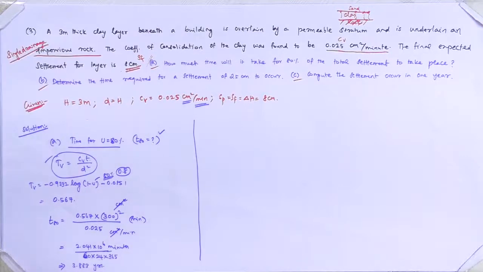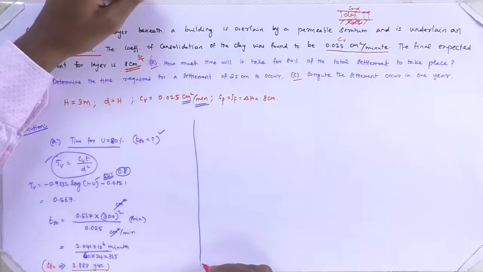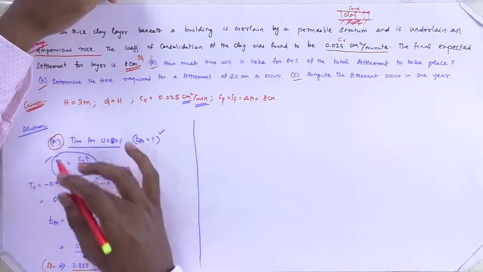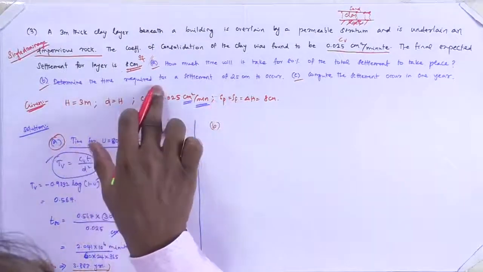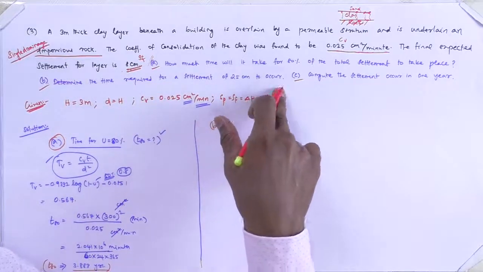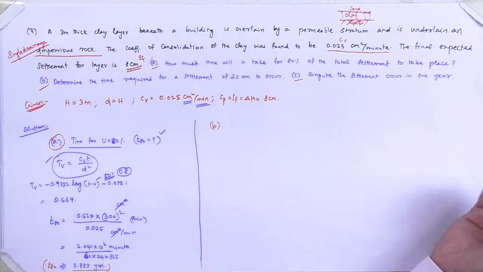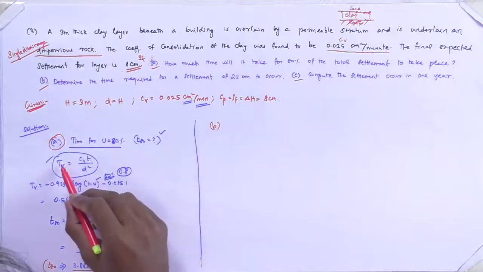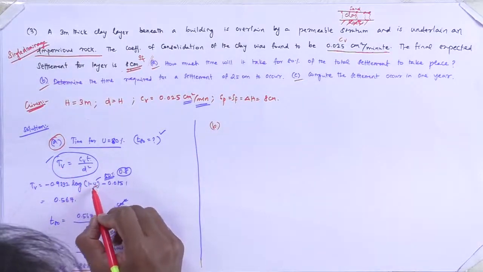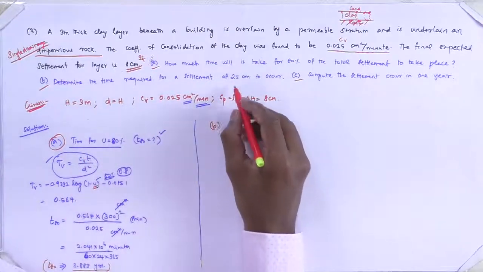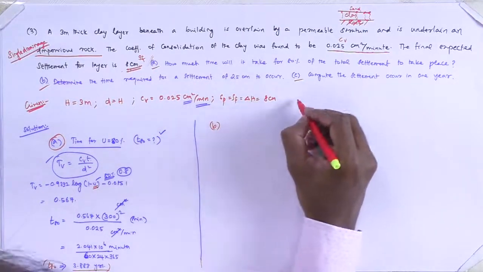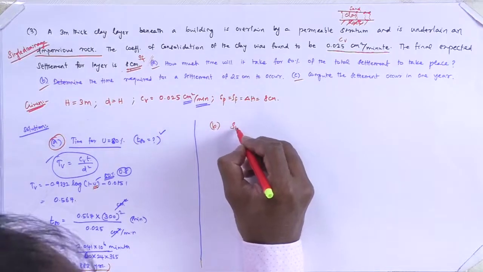So which means 80% of consolidation will occur at the end of 3.833 years. So this is a simple case. In subdivision B, they have given: determine the time required for settlement of 2.5 cm to occur. So we can only come to this time factor calculation in terms of degree of consolidation. They have not directly given it, but indirectly they have given 2.5 cm at any time. So any time settlement is 2.5 cm.